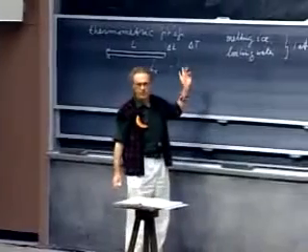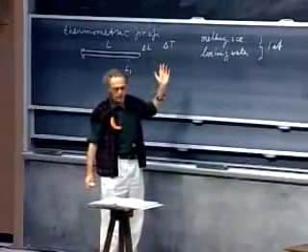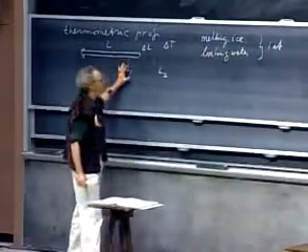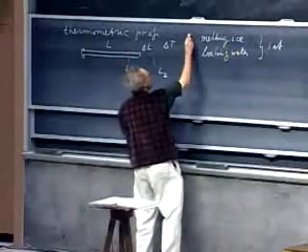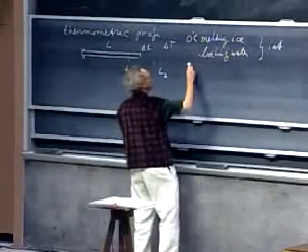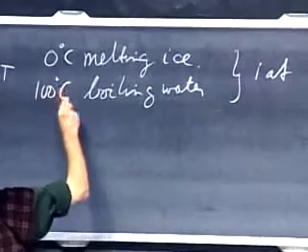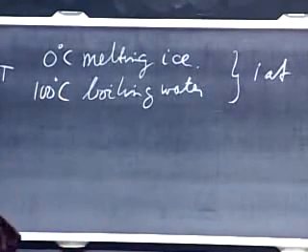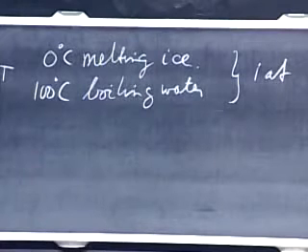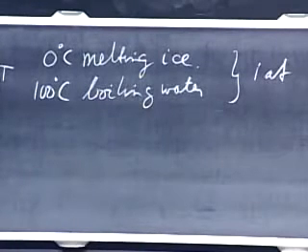Celsius did just that. He used melting ice, which is now called 0 degrees centigrade, and he used the boiling point of water, which was his 100 degrees centigrade. There was a Swedish astronomer in 1742, he introduced this temperature scale.